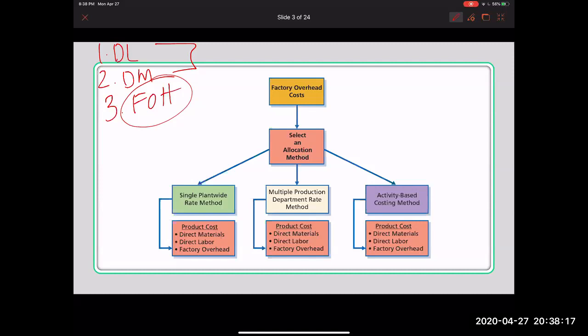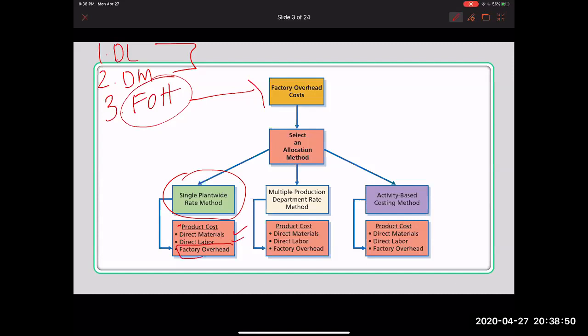There are three different ways we can allocate factory overhead costs, and that's what you see in this table. We're going to talk about each of these in detail. The first one is the single plant-wide rate method. Remember, when we're looking at a product cost, we are not disputing direct materials and direct labor.